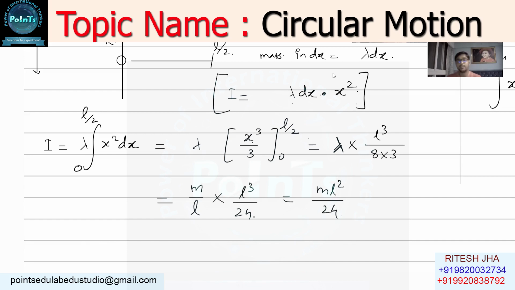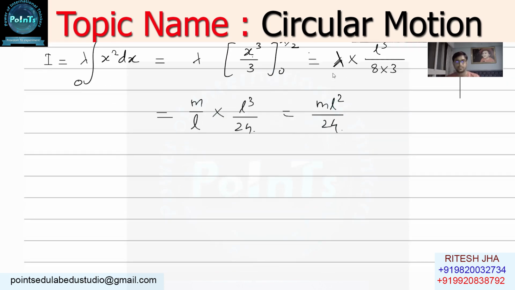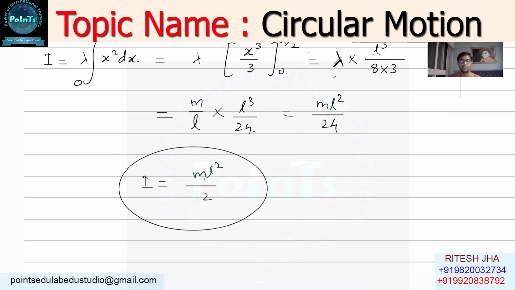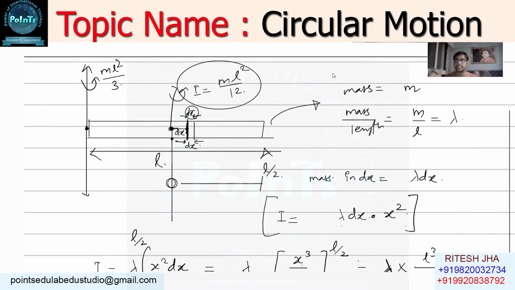Now this is for the half part, right? So then we multiply it by 2 to give us the full moment of inertia. So mL square by 12. This is how we actually get the full moment of inertia. You getting it? Okay. So this is how we actually use calculus to determine the moment of inertia. Trust me, it's fun to determine the moment of inertia of all such objects using calculus.